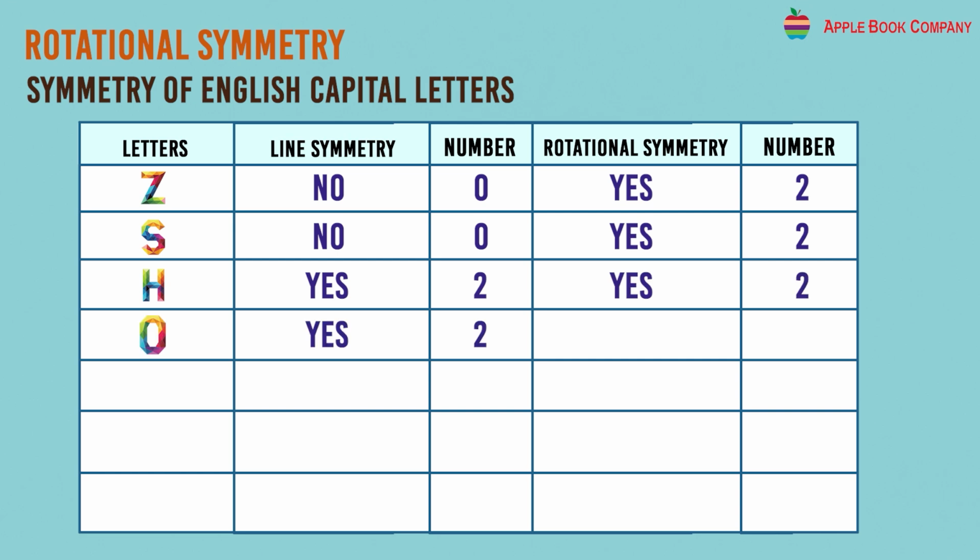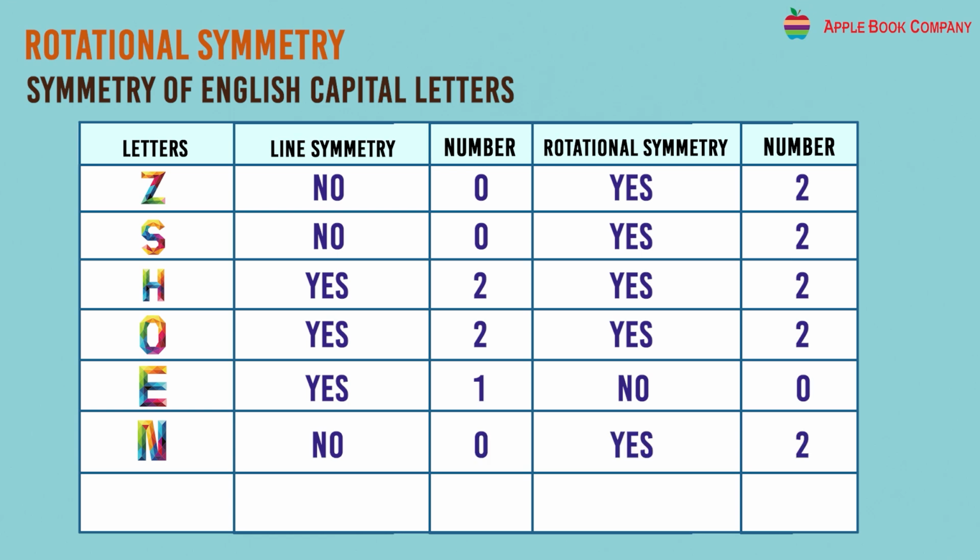Yes. Number 2. Rotational symmetry? Yes. Number 2. Alphabet E. Line symmetry? Yes. Number 1. Rotational symmetry? No. Number 0. Alphabet N. Line symmetry? No. Number 0. Rotational symmetry? Yes. And the number is 2. Alphabet C. Line symmetry? Yes. Number 1. Rotational symmetry? No.